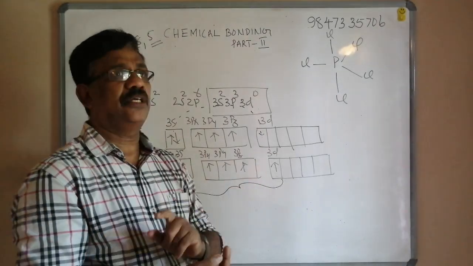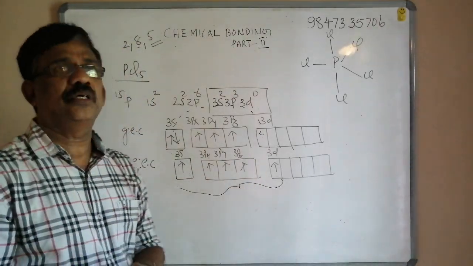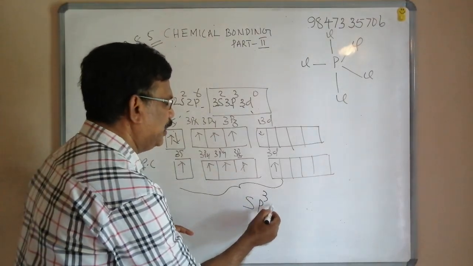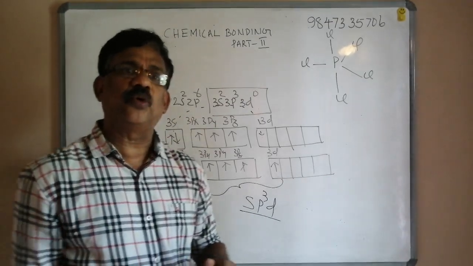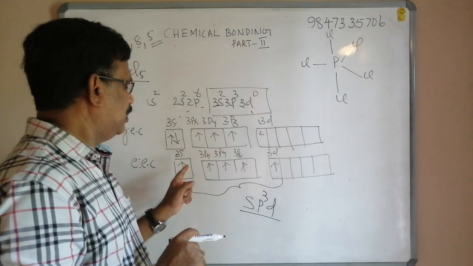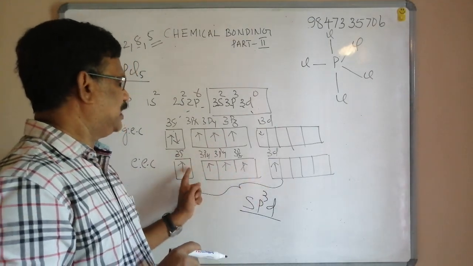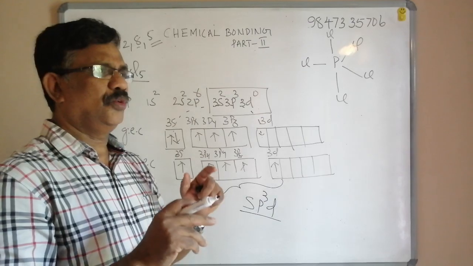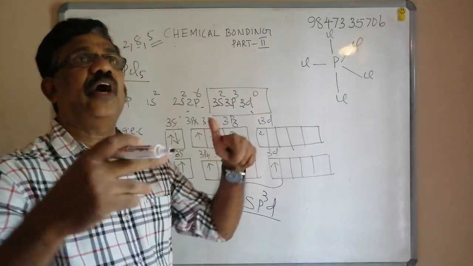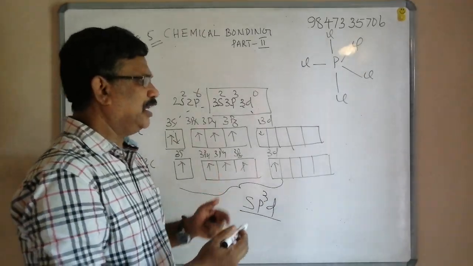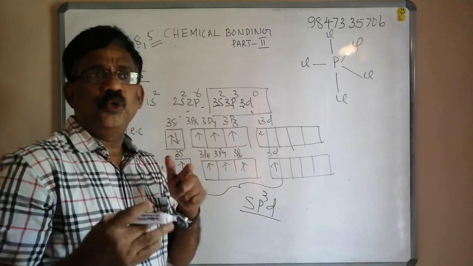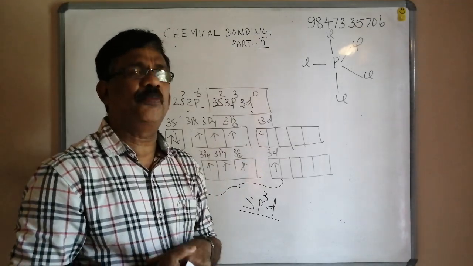So all the orbitals undergo mixing. That phenomenon is called hybridization. One s orbital, 3 p orbitals and 1 d orbital are involved, and this hybridization is called sp3d hybridization. How many orbitals are involved? 5 orbitals: 1s, 3p and 1d. According to hybridization, the same number, 5 new orbitals, are produced. The newly formed orbitals are dumbbell shaped.